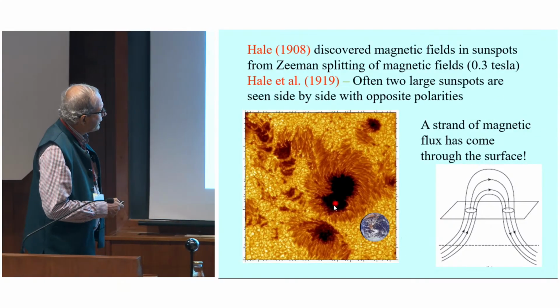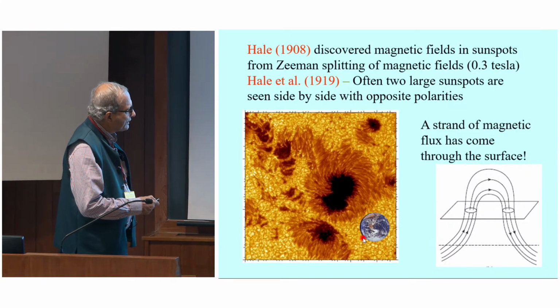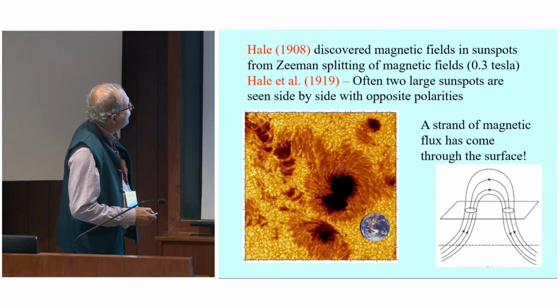Often we see two large sunspots side by side, as we see here, and here the size of the Earth is indicated to give you an idea how large the sunspots can be.